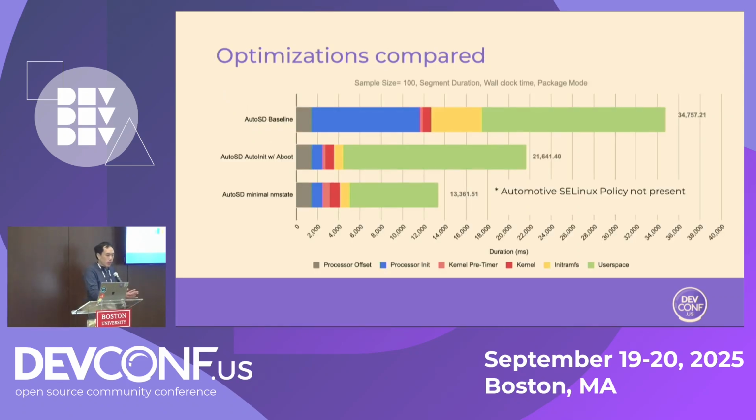So what does this look like overall? This graph has everything from wall clock time. The gray bar is the processor offset, which is what I'm calling whatever the extra hardware firmware time is. The processor init is the portion that is only on the application processor, and then the kernel pretimer and the rest is the same as before. You can see that we started out at 34 seconds and ended up at 13 seconds. And this one does not have the automotive SELinux policy present, so that should drop it down by another 400 milliseconds.